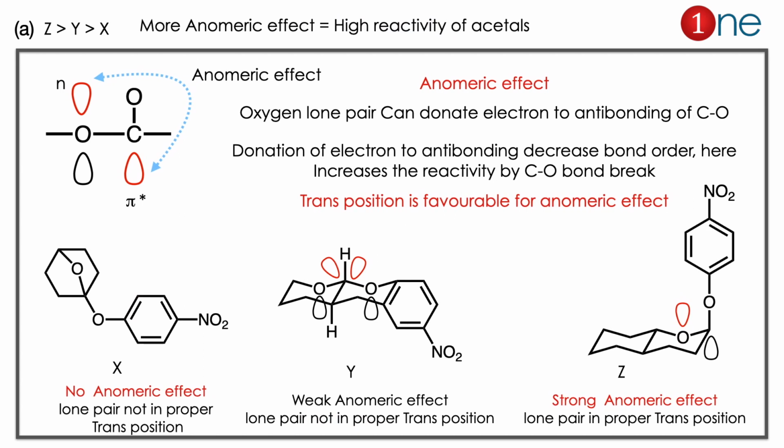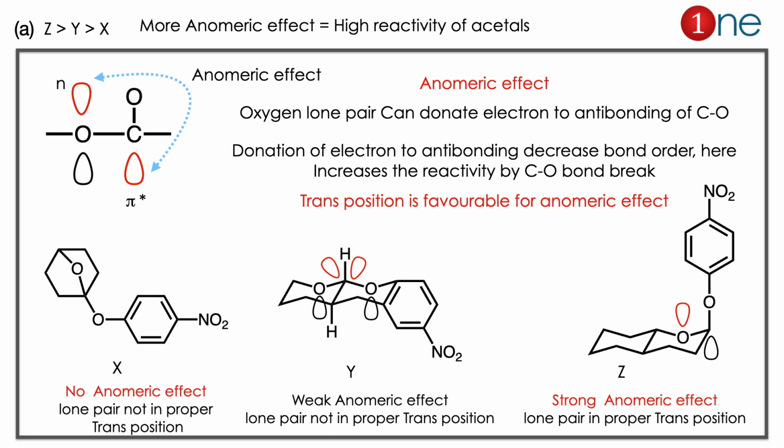Here you have to learn the concept of the anomeric effect. The anomeric effect means that in acetals you have trans bonds. One is oxygen with a lone pair, and another is carbon with an antibonding orbital. Basically the oxygen orbital is an n orbital, and the antibonding orbital is a sigma star orbital. What really happens is it has extra stability by the anomeric effect. So there is donation of electrons from n to sigma star.